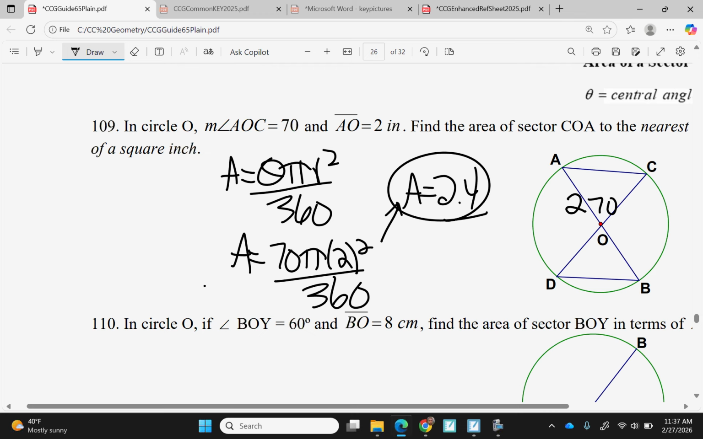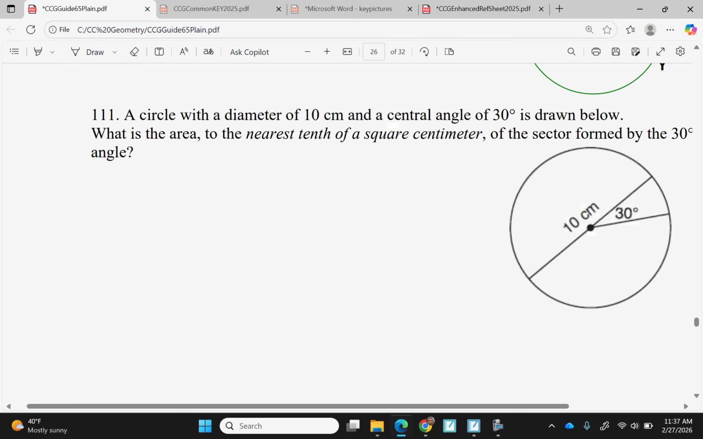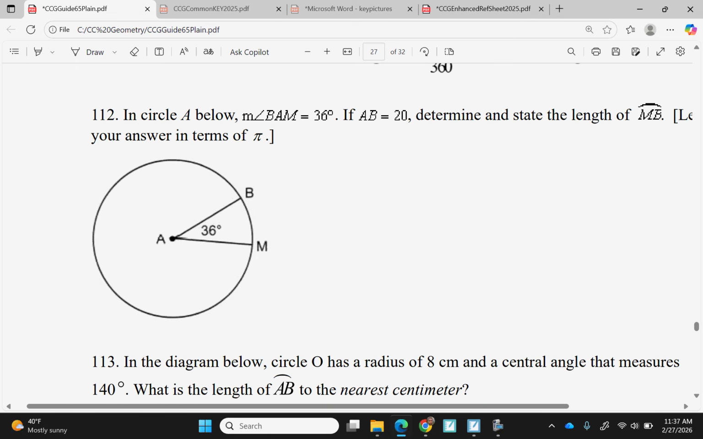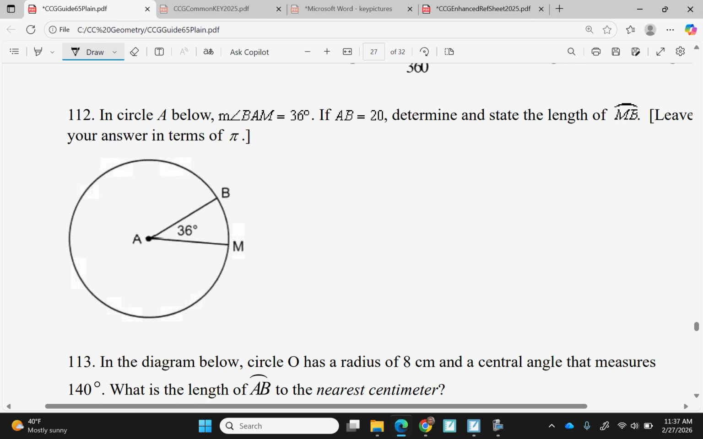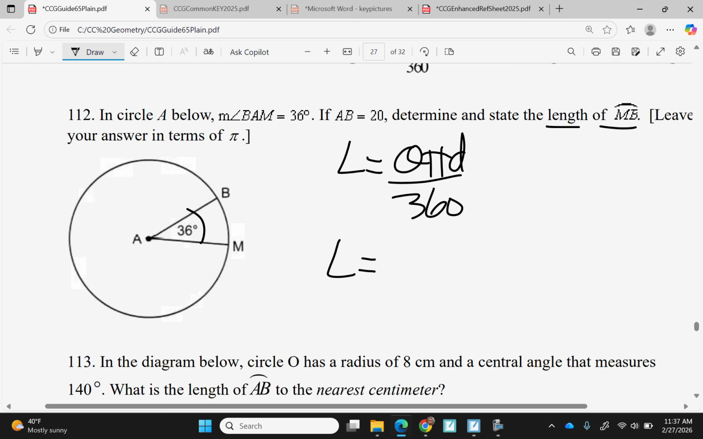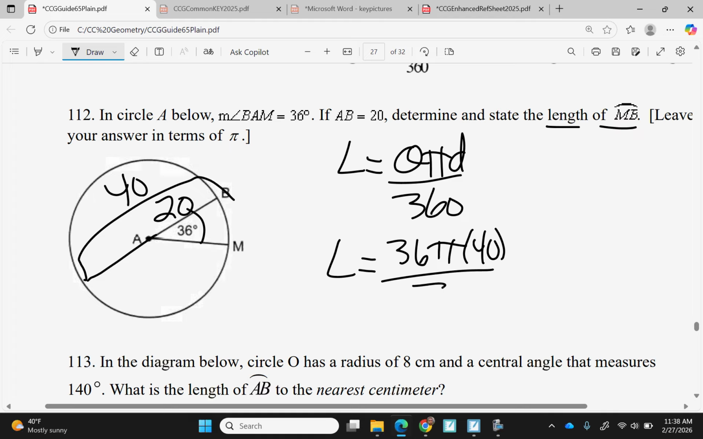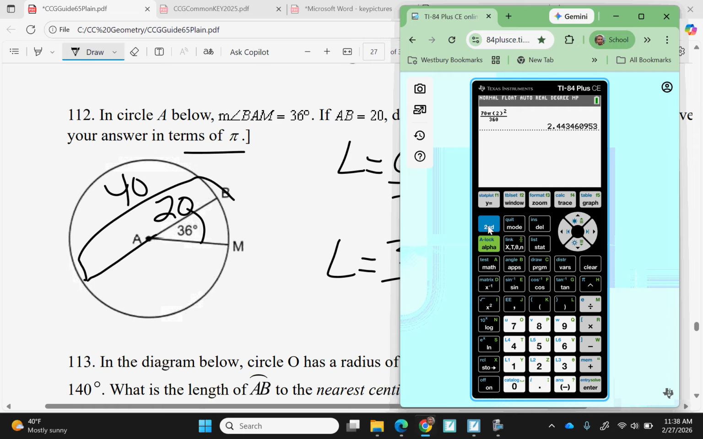Area of a sector, theta pi r squared over 360. Arc length of a sector is theta pi d over 360. So it's asking for the length of an arc. That's theta pi d over 360. Theta is 36. Be careful. AB is 20. That's a radius. So the diameter would be 40 over 360. It says in terms of pi, so don't type pi into the calculator.